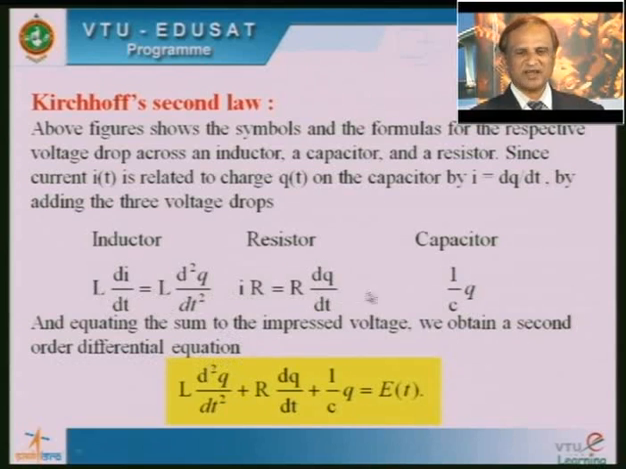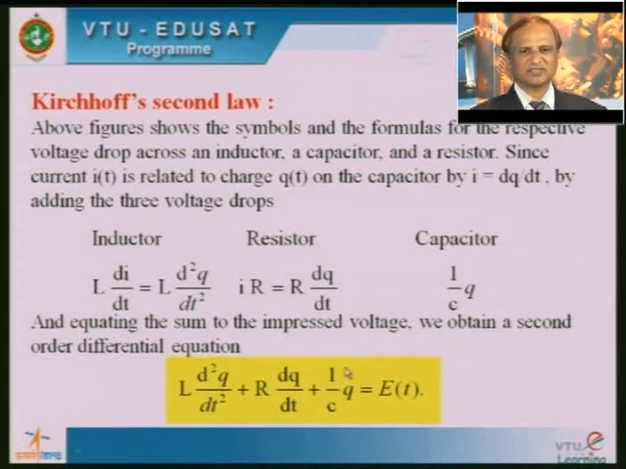Is it clear? So when we add these 3 terms, we will get L into d square q upon dt square plus R into dq by dt plus 1 upon C into Q is equal to E of t, right. So mathematically it is a second order differential equation. How do we say that? Because the highest derivative is d square q upon dt square. That's why it is a second order first degree differential equation. And just now I have mentioned L is constant, R is constant, C is constant. Is it clear? That's why we can say this is a second order linear differential equation with constant coefficients.